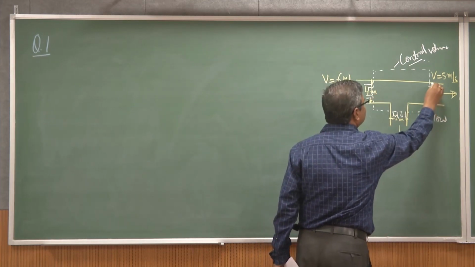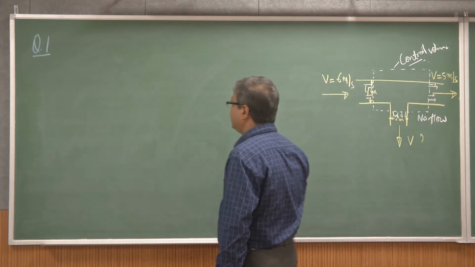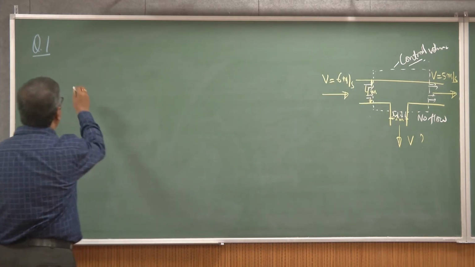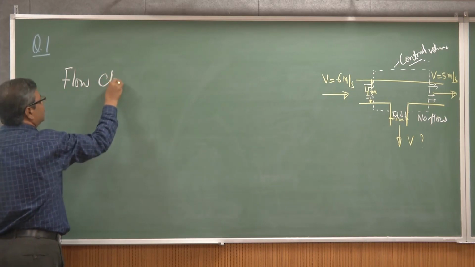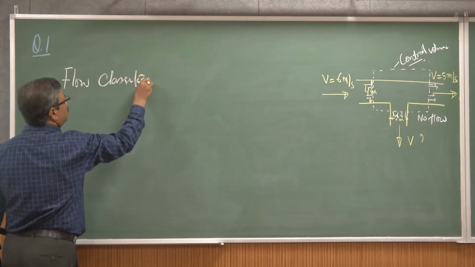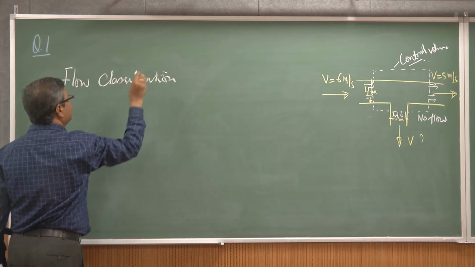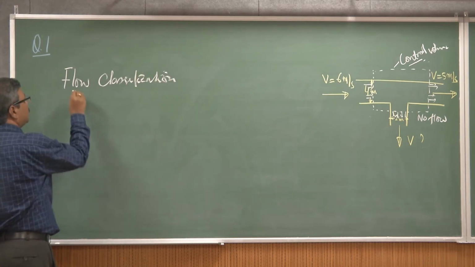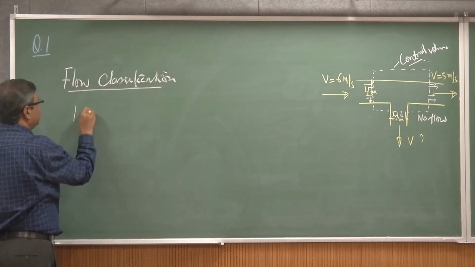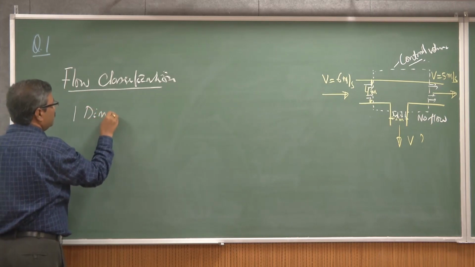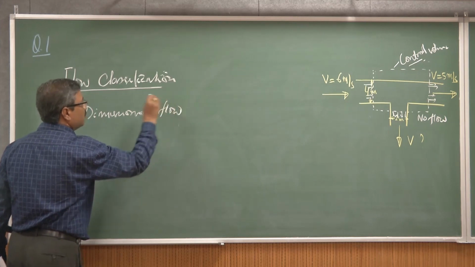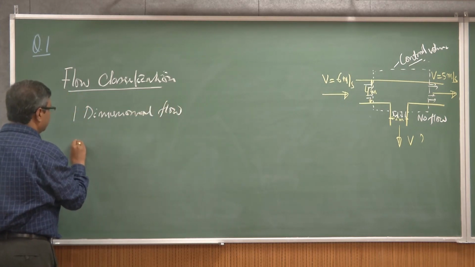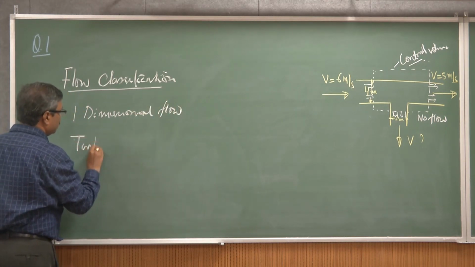In this case, we can have the assumptions or the flow classifications: first, it is a one-dimensional flow. The flow is a turbulent flow.